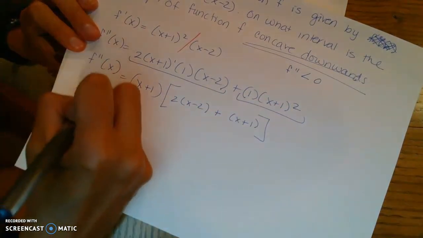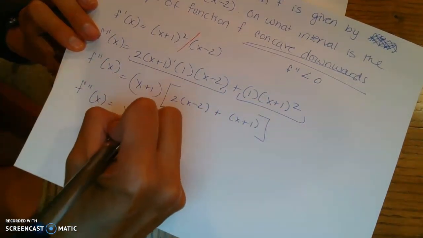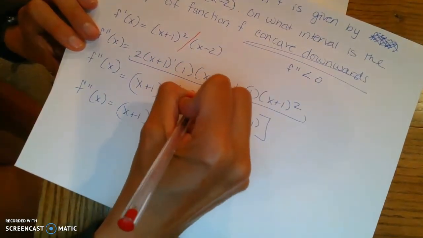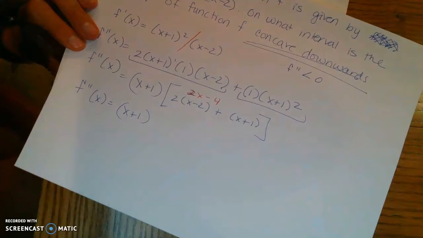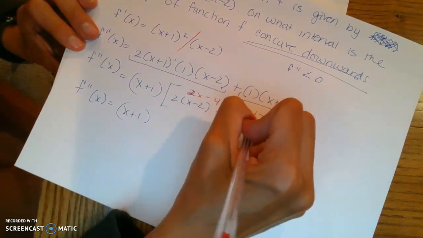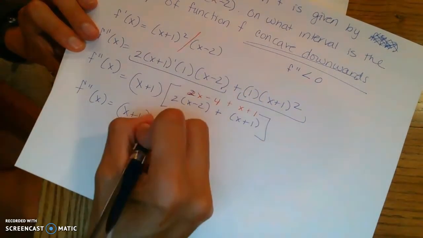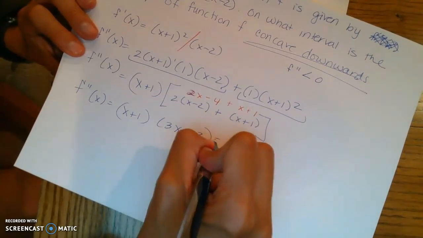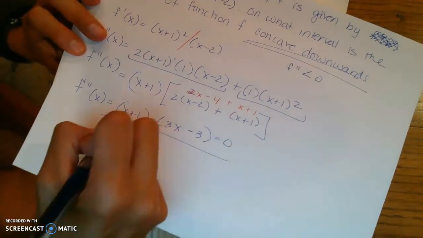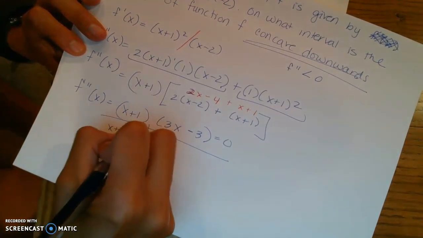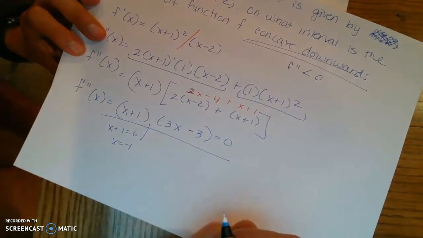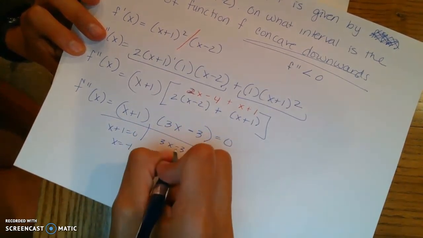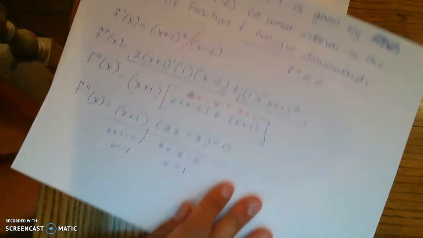So again, you're going to continue. You're going to get x plus 1 out. This is going to be, I'm going to do this up top here, 2x minus 4 plus x plus 1. So that's going to clean up to be 3x minus 3. And then I just go ahead and set it equal to 0. So I get x plus 1 equals 0, x equals negative 1. And here I get 3x minus 3 equals 0, x equals, if you add the 3 and divide by 3, you get x equals 1.